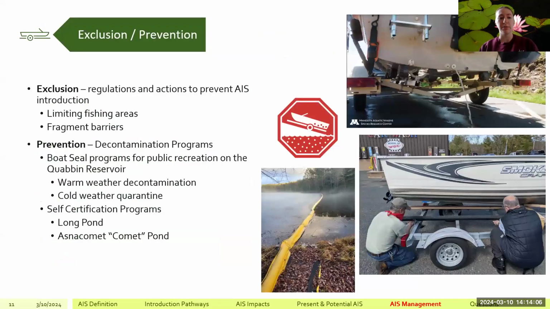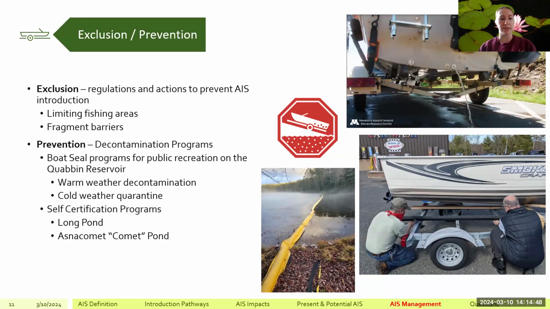To go more into detail about exclusion and prevention, exclusion includes regulations and actions that block or restrict access to vulnerable areas. Here at Quabbin, we've established limiting fishing areas and installed fragment barriers to block plant access into the reservoir. Prevention, on the other hand, only reduces the risk of AIS introduction. Our decontamination programs fall under this category and include our boat seal and self-certification programs. The boat seal program ensures that private boaters have participated in our decontamination events and have not launched their boats on other possibly infested waters before launching at Quabbin.